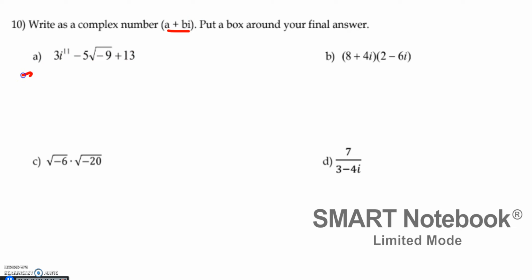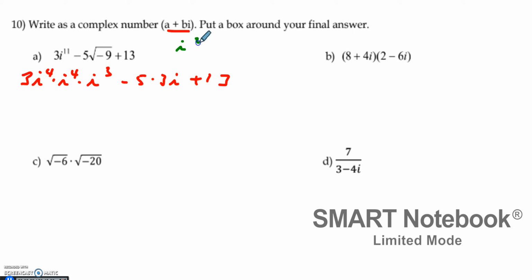So i to the 11th, what I'm going to do is split this into multiple i's and multiply them. My favorite i is i to the 4th, because i to the 4th is really 1. So i to the 11th is the same as i to the 4th times i to the 4th times i cubed, because together that is 11 of them. So that's how I'm going to start this piece. Minus 5 times the square root of negative 9 is really 3i plus 13.